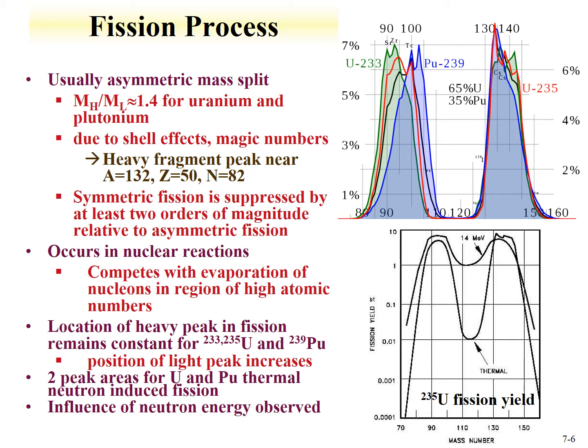And these peaks, as we've discussed earlier, are due to shell effects from the magic numbers. The peak is close to 132, which is a doubly magic 50 proton, 82 neutron nucleus, so that'd be tin-132. Symmetric fission is suppressed by a couple orders of magnitude relative to asymmetric fission, and this is all due to shell effects.